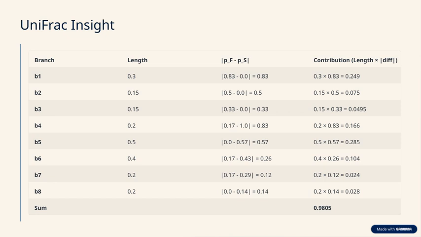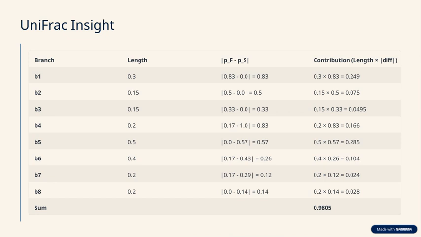For example, for branch B1, the difference is 0.83 minus 0.0, which equals 0.83. We then multiply that by the branch length, 0.3, to get its contribution to the overall distance, which is approximately 0.249. This process is repeated for each branch, with some differences being larger, like B4, where the difference is 0.83, and others smaller, like B7, with a difference of 0.12.